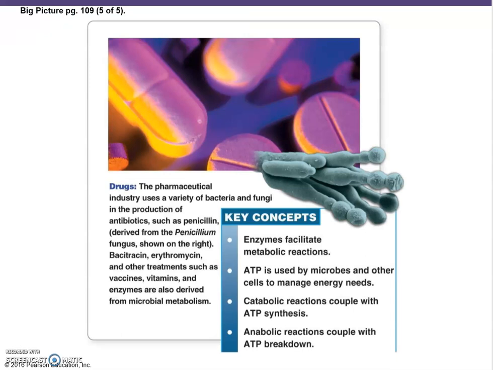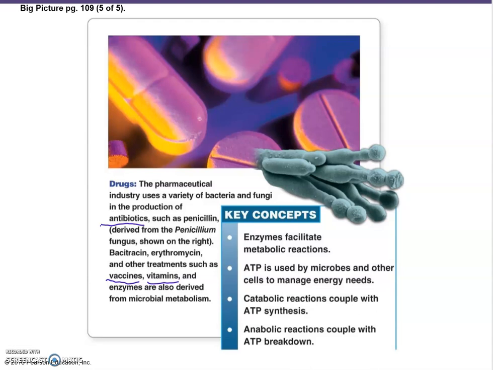Here are some examples where you can see that we're utilizing microbial metabolism for our benefit. Some examples here, those microorganisms that make antibiotics such as penicillin or erythromycin. We can also use microbes to help us make vaccines and vitamins, sometimes also enzymes that we could use. So there are quite a few positive things that we get out of microbial metabolism, and it's important to note that because a lot of times we think that microbes, their metabolism just makes us sick or spoils our food.